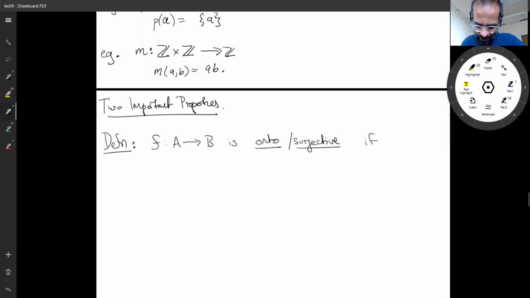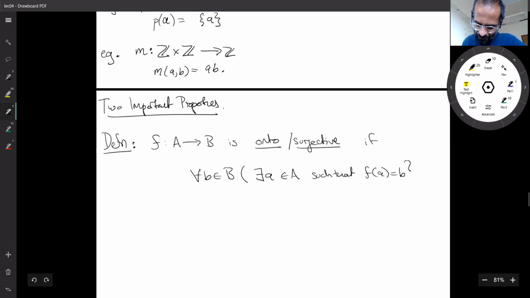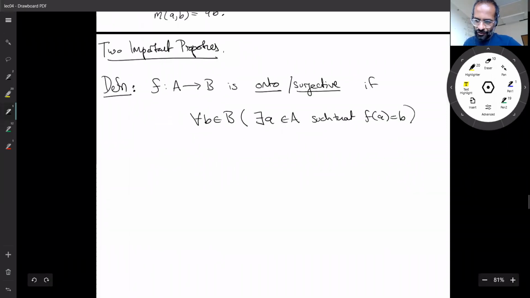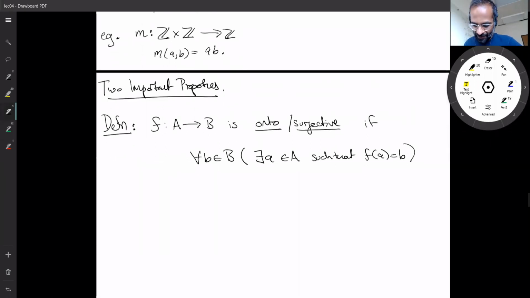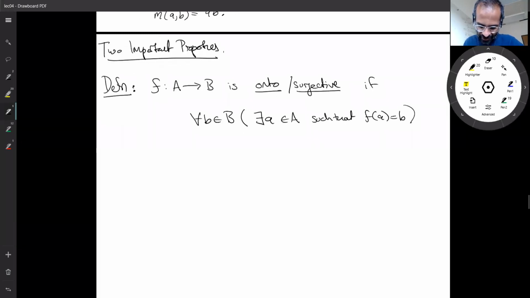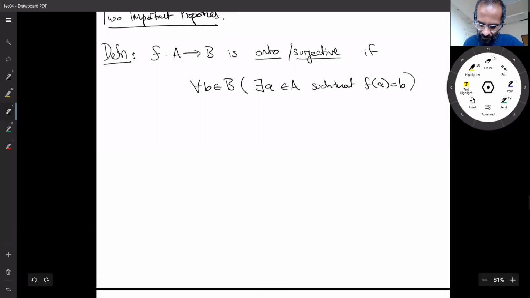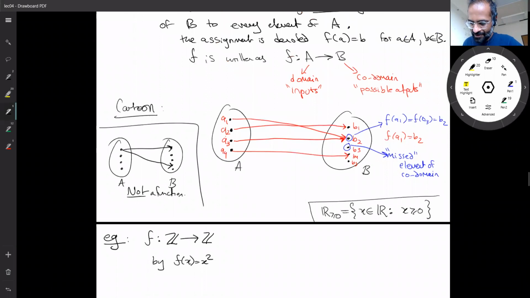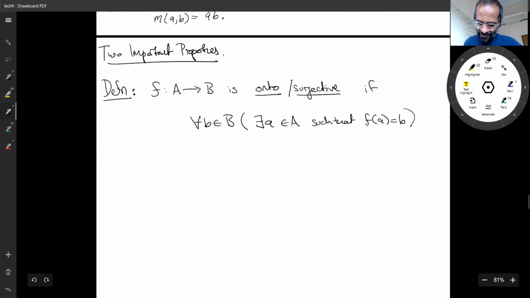if for every element of the codomain, there's some element of the domain such that f of a equals b. Okay, so the word onto is actually very well chosen and descriptive. If you draw a cartoon like this, there are no missed elements of the codomain. Every element of the codomain is equal to f of a for some a in the domain. So this is the formal logic specification of what an onto function is.